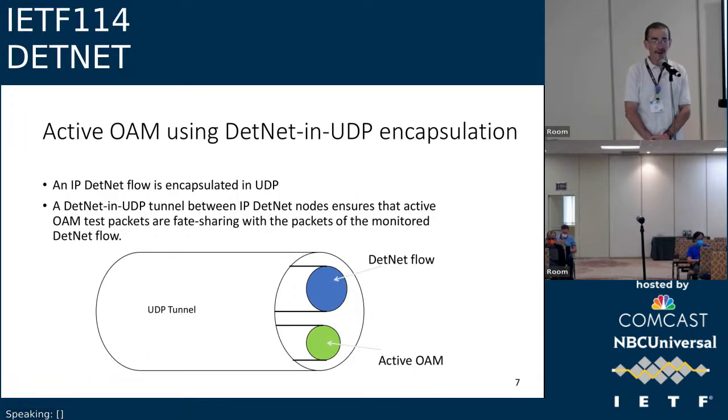Next slide, please. One possible method of doing active OAM in a forwarding sublayer in an IP environment for DETNET is to use DETNET in UDP encapsulation. The DETNET flow itself is encapsulated in the UDP tunnel, and then active OAM is encapsulated in the same UDP tunnel. Thus we ensure that in the forwarding layer they are fate sharing, because they use the same 6-tuple.